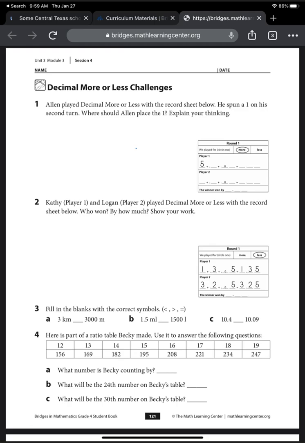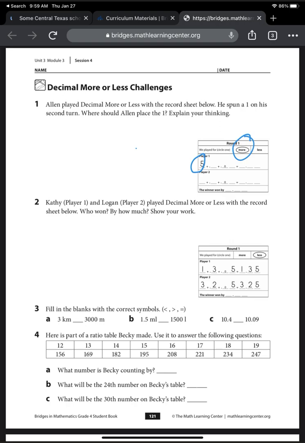So basically for number 1, it's the same word problem we did the other day. Alan played Decimal More or Less with the record sheet below. He spun a 1 on his second turn. Where should Alan place the 1? So he's trying to get more than his partner. And he already spun a 5, so he put that in the 1's place.